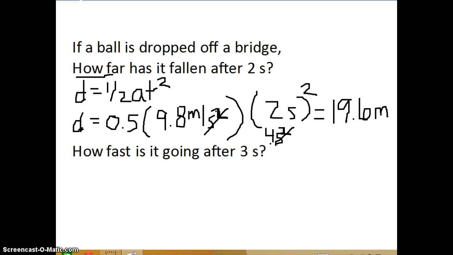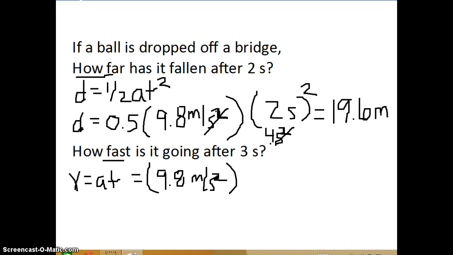The next question, how fast is it going? That's looking for velocity, so you're going to use your velocity equation. And remember, your a is your 9.8 meters per second squared. You don't have to worry about squaring the 9.8. The square is just part of the unit. And then you multiply it by 3 seconds. When you multiply those together, you get 29.4, and for units here, the seconds here only cancels out with the squared here, so you're left with meters per second.